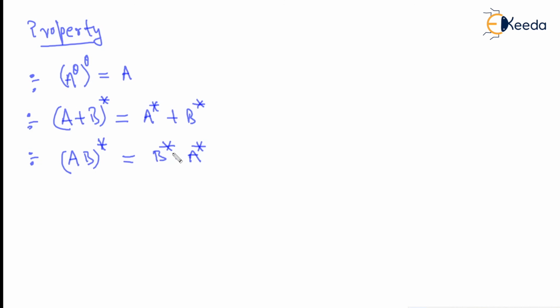So you have seen in the case of transpose we are changing the order. In the case of transpose conjugate also we are changing the order. In the case of complex conjugate we don't change the order. The conjugate of AB remains A conjugate into B conjugate, right?